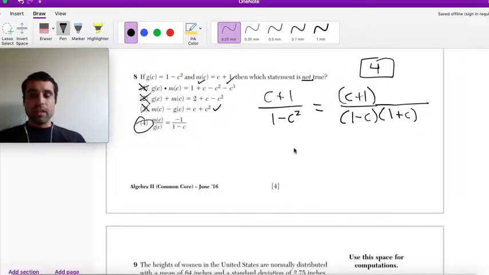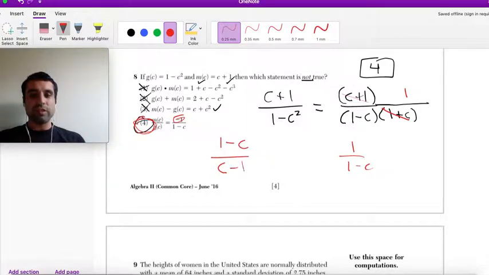Now, this c plus 1 and 1 plus c by the commutative property are equal to each other. So they're simply going to cancel out to give you a quotient of 1. So it becomes 1 over 1 minus c, not negative 1 over 1 minus c. So the answer is indeed choice 4. The only way you would have gotten negative 1 is if you subtract in the opposite order. So if you have 1 minus c over c minus 1, these two would cancel to become negative 1, because this is equal to negative 1.